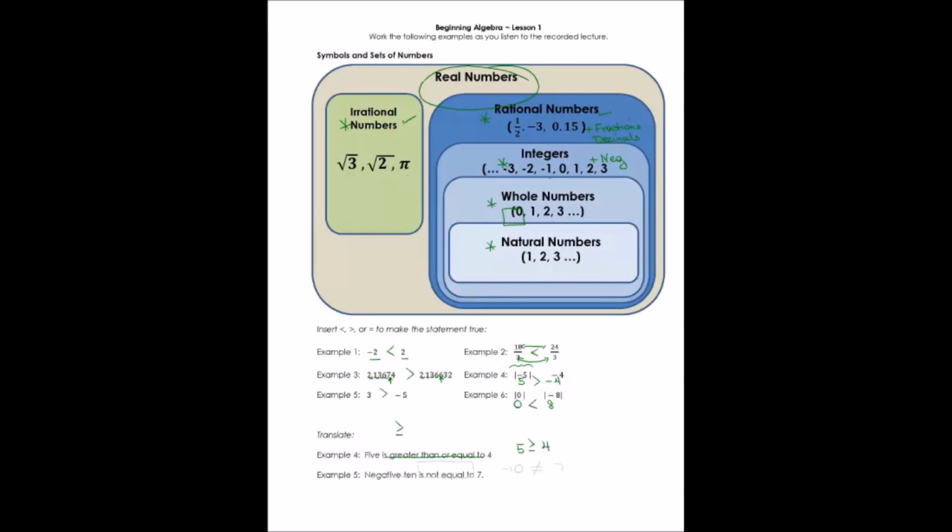Try number 5. Negative 10, I can write negative 10, is not equal to 7. The only thing I don't know how to write is the is not equal to part. Is not equal to is just an equal with a slash through it. That means that it is not equal, instead of an equal sign that doesn't have a slash through it. This is your introduction to numbers, and we're ready to get started in the rest of algebra.